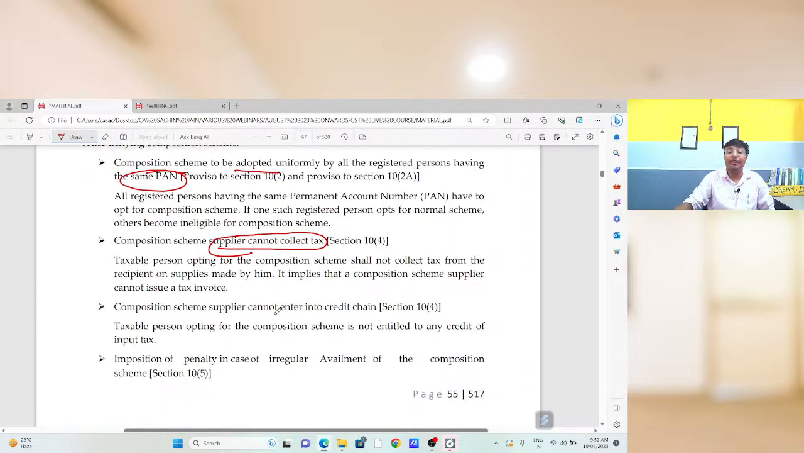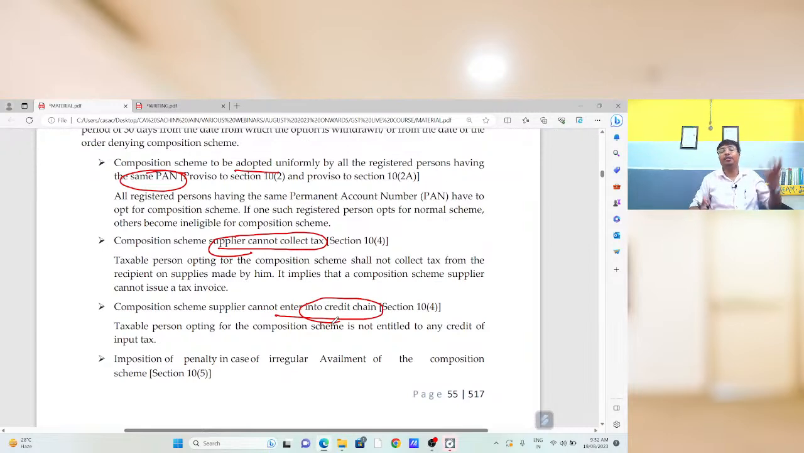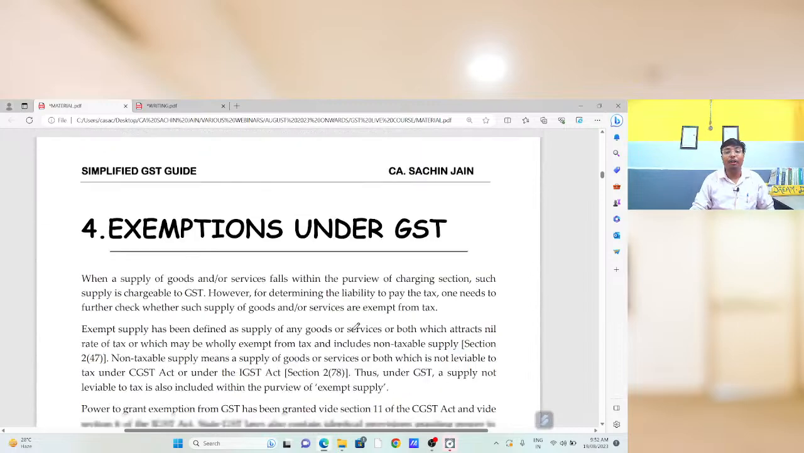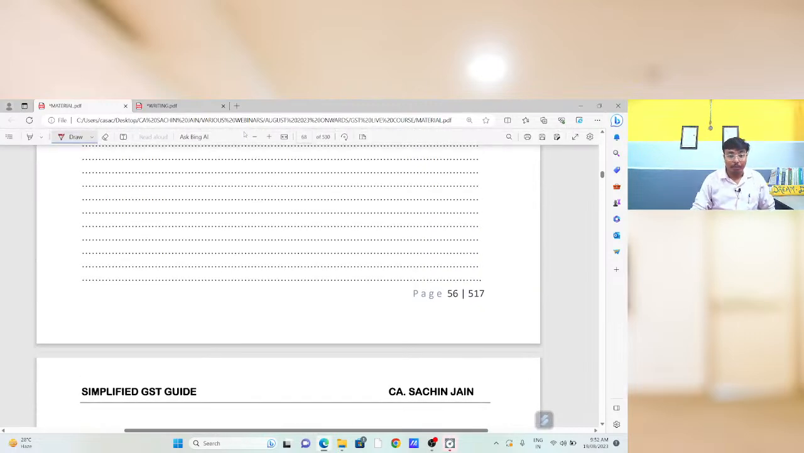A composition scheme supplier cannot enter into the credit chain because they are not going to claim the input tax credit on their buying. So that is the basic mechanism of your composition scheme. The basic concept we had already discussed, from the provisions of law.